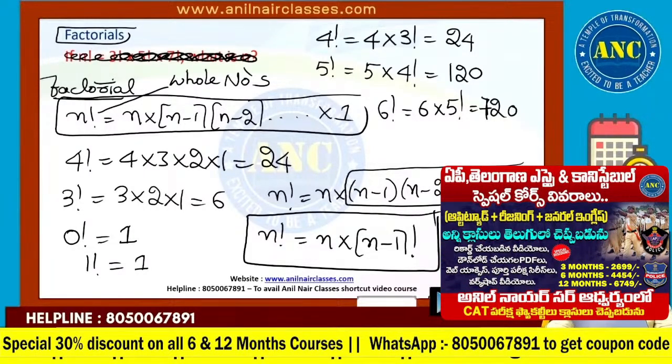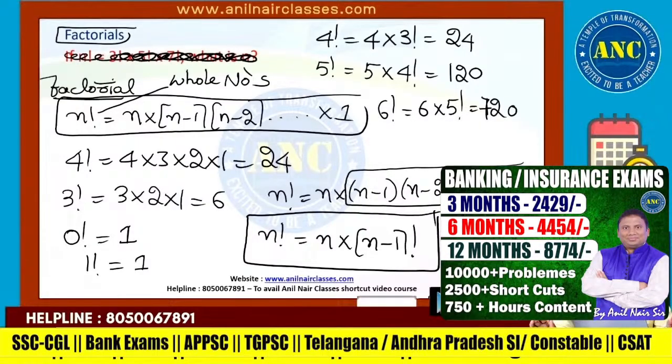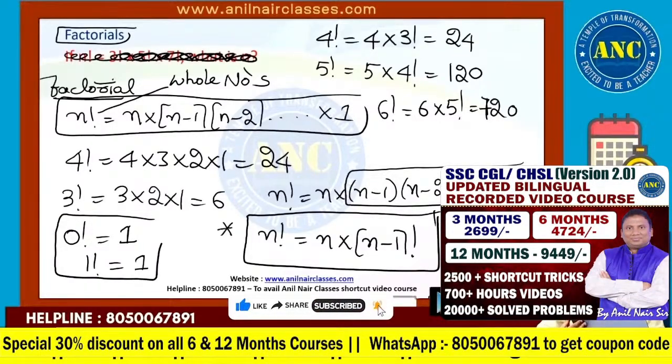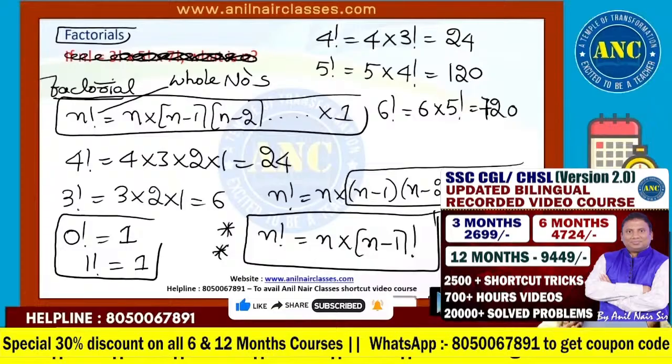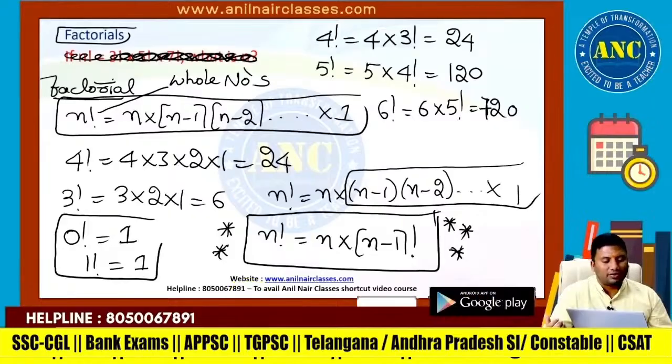Factorial is written as n into n minus 1 into n minus 2 till 1. This is very important. 0 factorial is 1 and 1 factorial is 1. This is also something which we are going to use. n factorial is n into n minus 1 factorial.